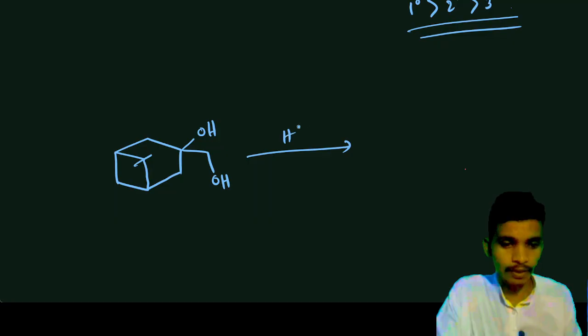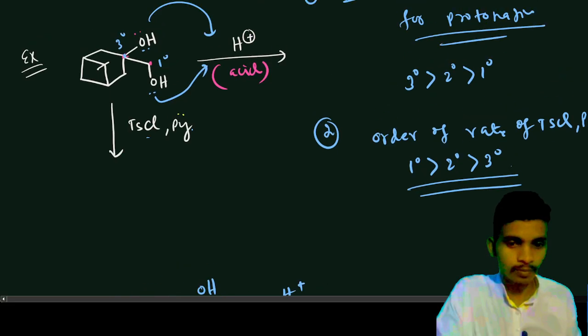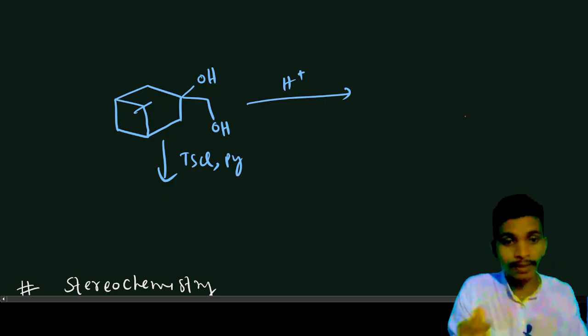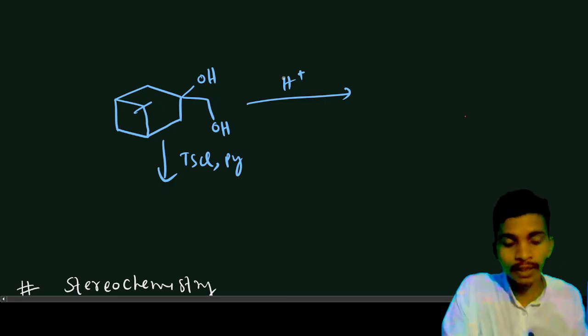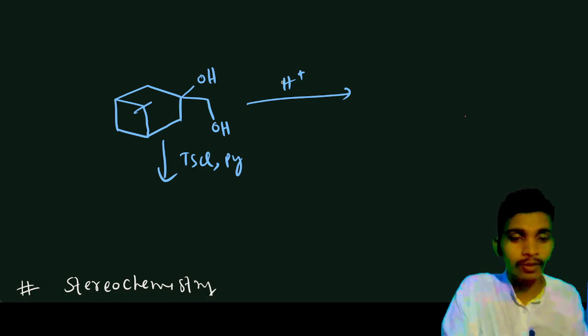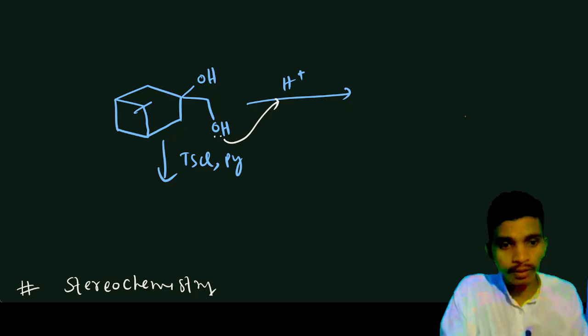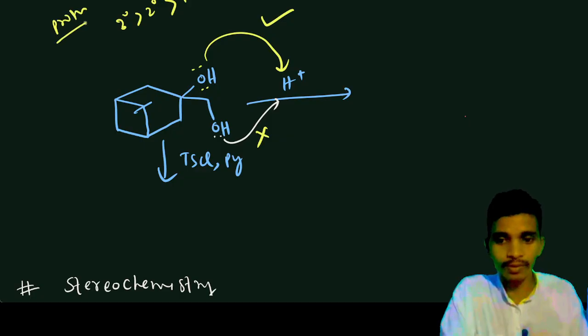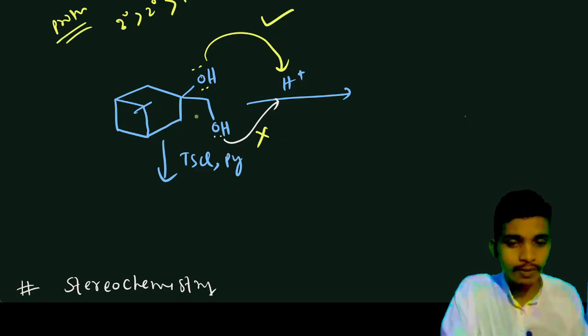Okay, if we have H plus, and here we have TsCl and pyridine. What you see here is that if it is H plus, then this is protonation. So protonation, this will not do; protonation, this will do. The order for protonation is 3 degree, then 2 degree, then 1 degree. So if acid is there, for protonation, what product do we get?